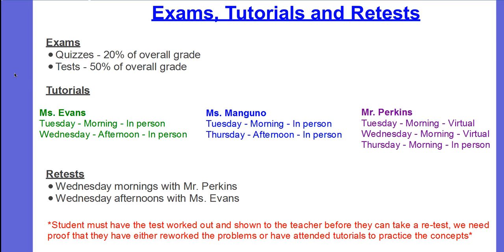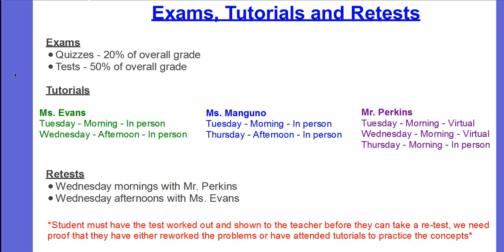Our exams comprise of quizzes, which are going to be 20% of the student's overall grade, as well as tests, which are going to be 50% of the student's overall grade. Now, if a student has to take a retest, meaning they got below a 70, then they could take their retest in the morning with Mr. Perkins from 8:10 on, or on Wednesday afternoons with Miss Evans from 4 p.m.